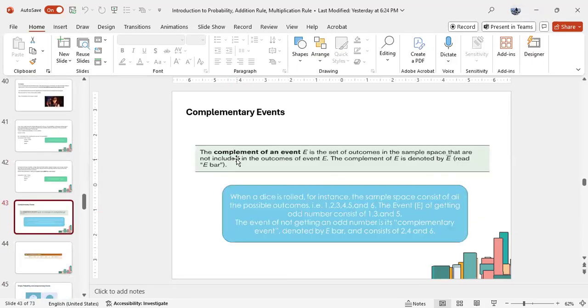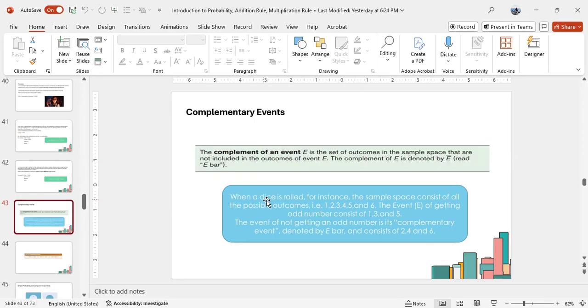Complementary events. The complement of an event E. Remember that there had been a probability experiment and it had an outcome. That outcome was the event E. Now we are talking about the complement of this event E. This is the set of outcomes in the sample space that are not included in the outcome of event E. The complement of E is denoted by E bar.